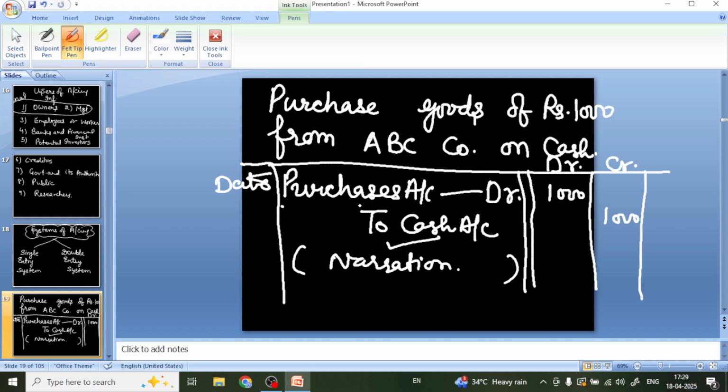Advantages of double entry system. First, it is a scientific system. It gives the complete record of transactions. It ensures the arithmetical accuracy of accounts. It determines the profit and loss account, and it ascertains the financial position of business. It also gives the details for purpose of control. It also provides possible comparative study. It also helps the management to take decisions, and it also detects the frauds and misappropriations in business.